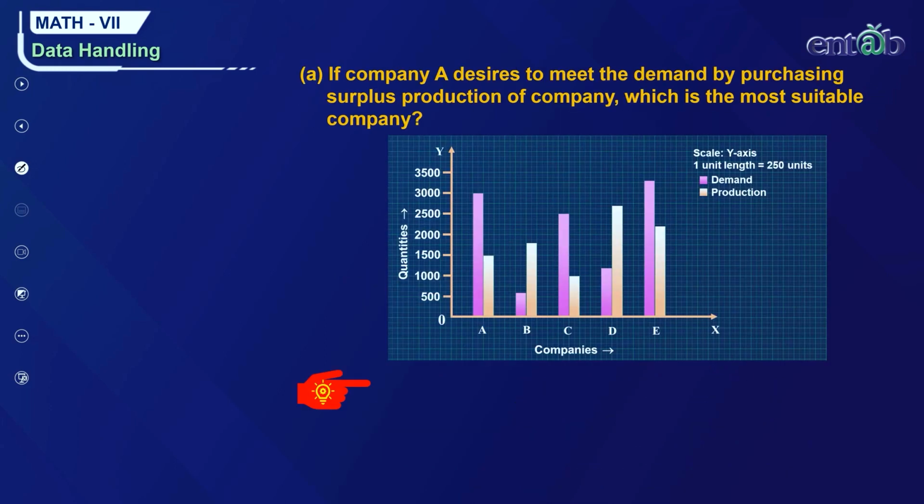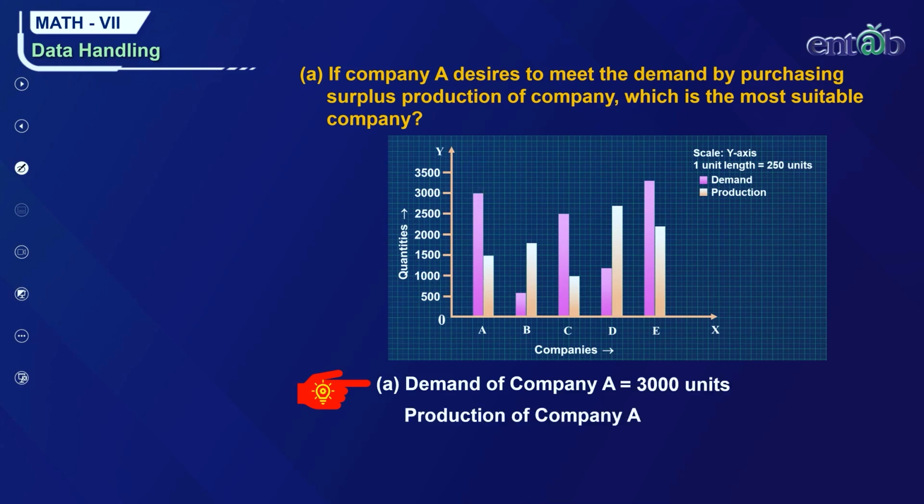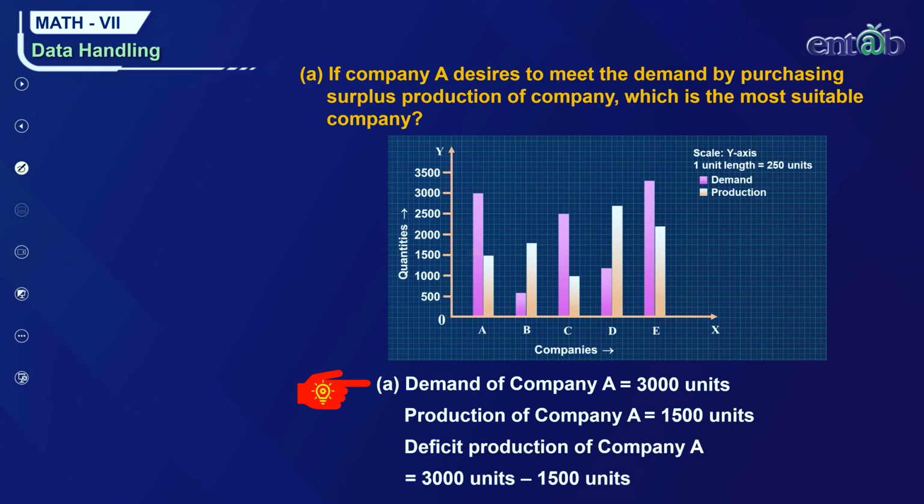So, let's look at the first question. The first question is, if company A desires to meet the demand by purchasing surplus production of a company, which is the most suitable company? Here, let us look at the deficit production of company A first. So, the demand for company A is 3000 units and production of company A is 1500 units, right? So, deficit production of company A is 3000 units minus 1500 units, which is 1500 units.